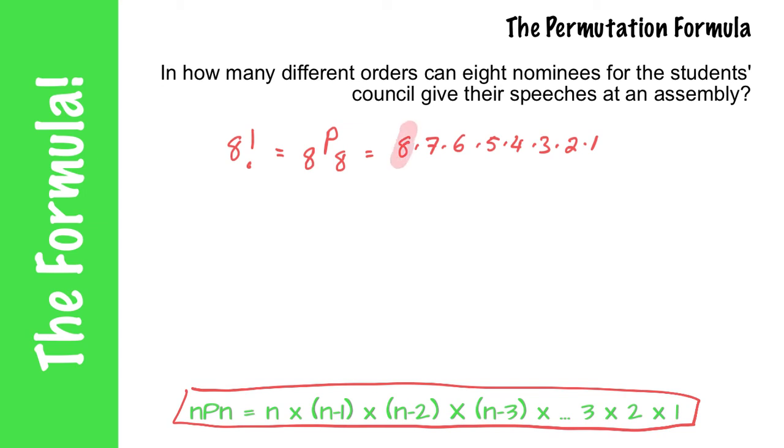We started at 8, and then we went 8 places to the right. So we're using the entire 8 factorial to achieve our solution. Okay, so 8 factorial, which is 40320. So 40320 ways. 8P8, nPn.